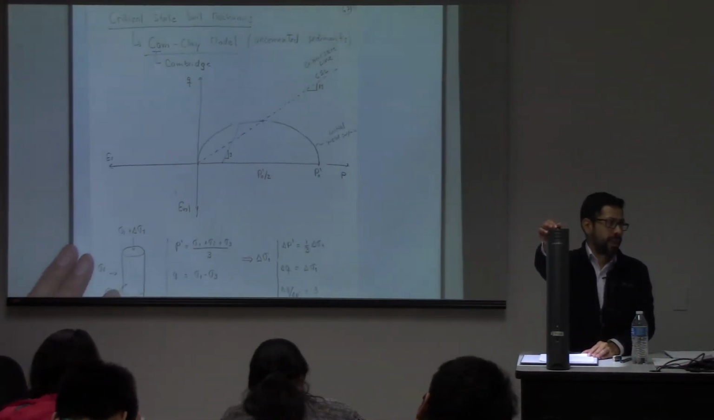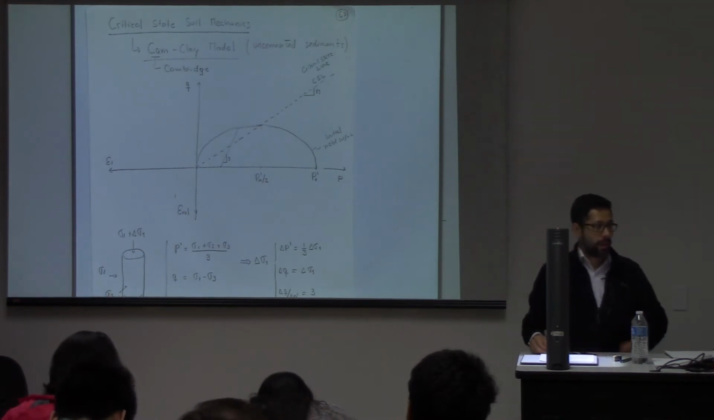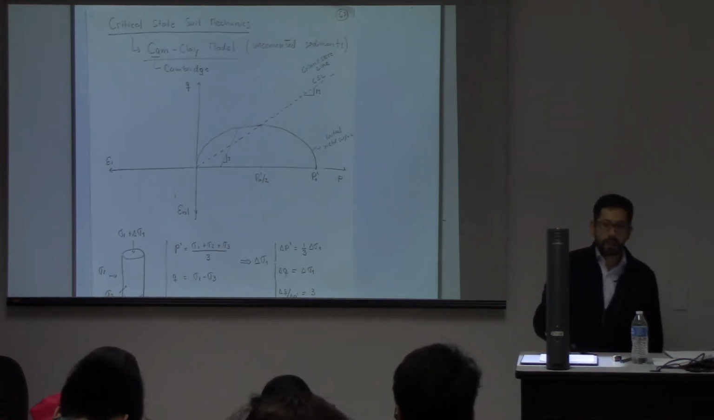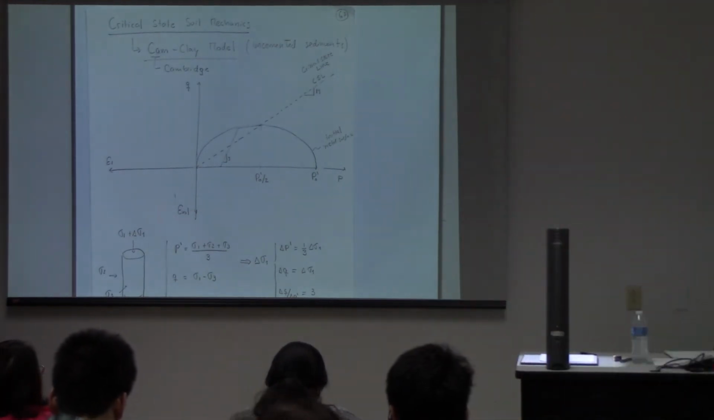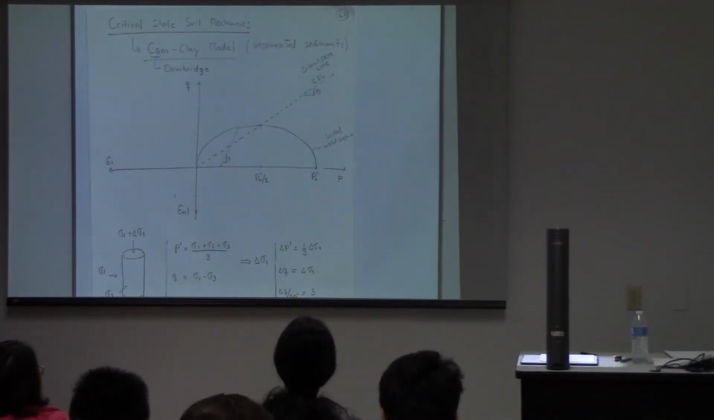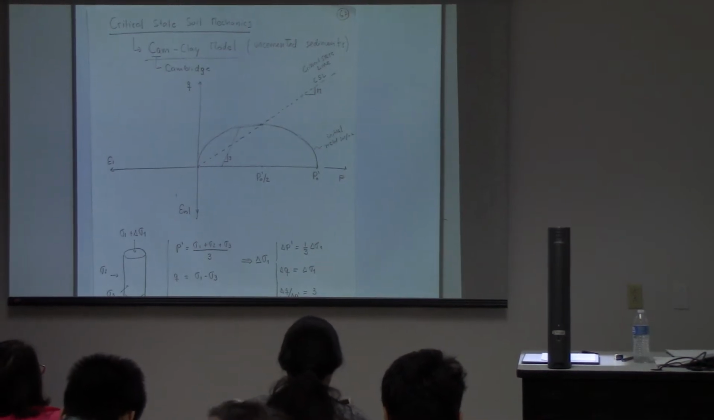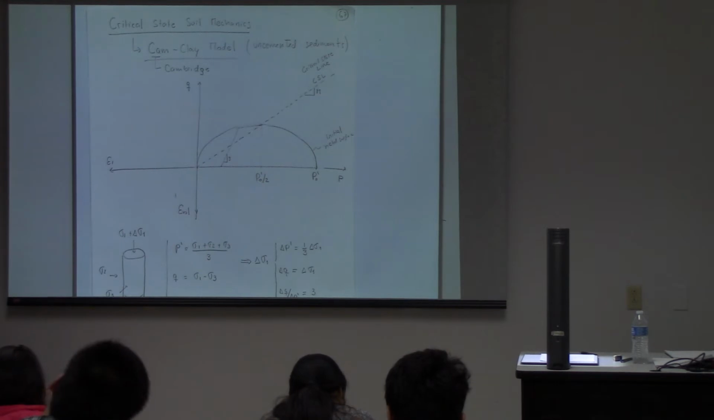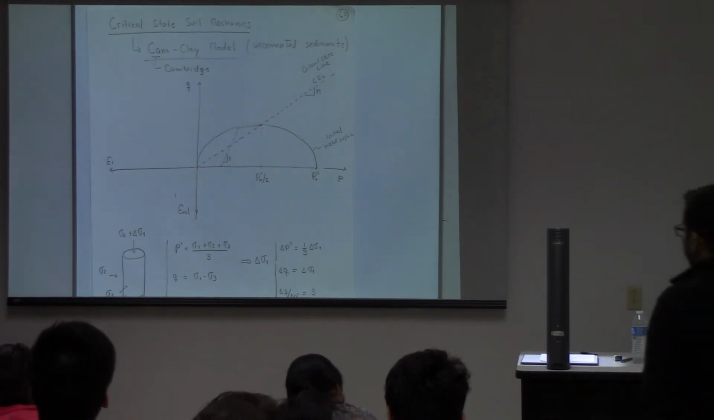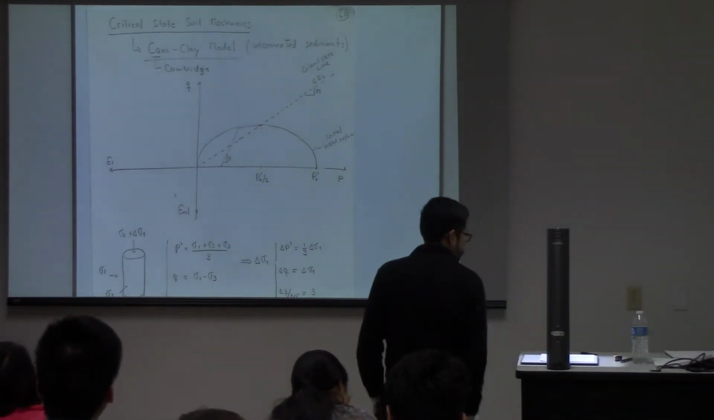All right. So let's continue talking about the critical state soil mechanics model, and about that one, the Cam clay model. So last time we saw that if we want to draw the stress path of a triaxial test in this PQ space, that's going to have a slope of 3 to 1, Q over P.